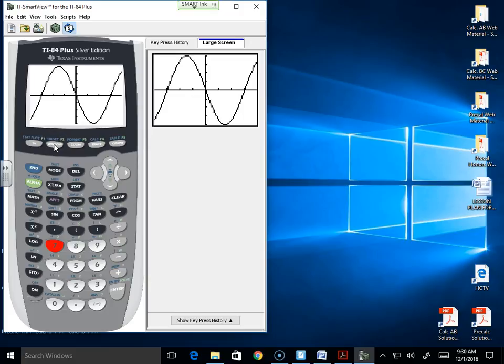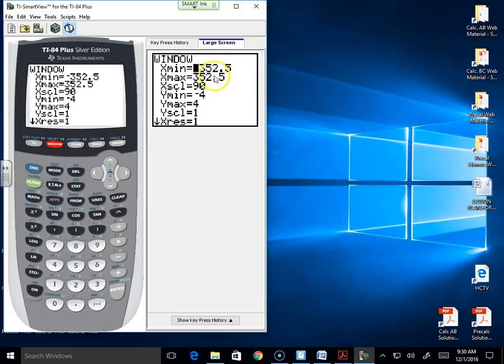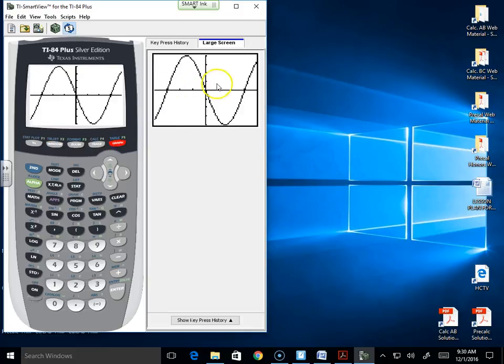Go check out your window. Now it's going by 360s. I don't know why the calculator goes 352.5, that's weird, whoever programmed it was trying to trick everybody out. But long story short, it's close to 360. And if you notice, why would it go by 90s on the tick marks? 90, 180, 270, 360, oh, quadrants, right?